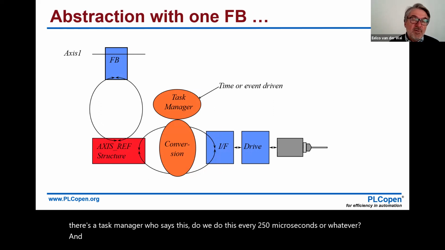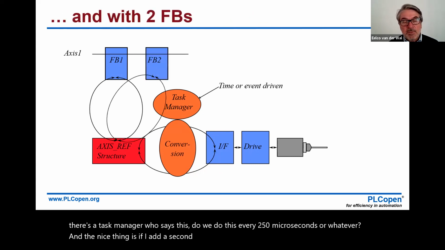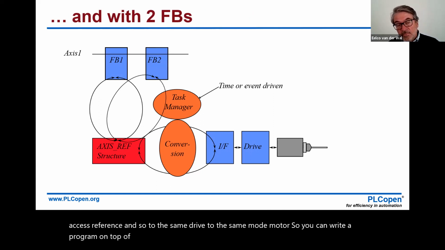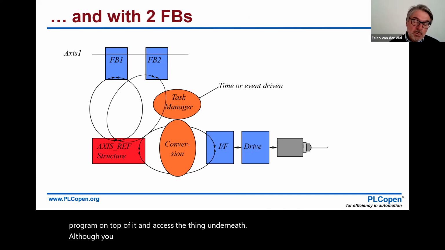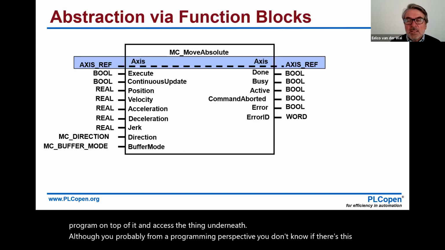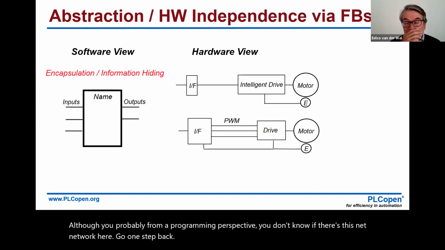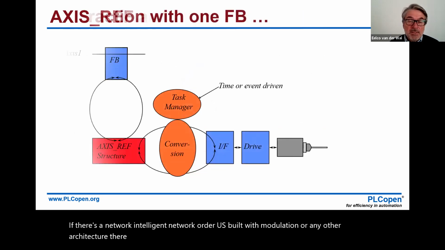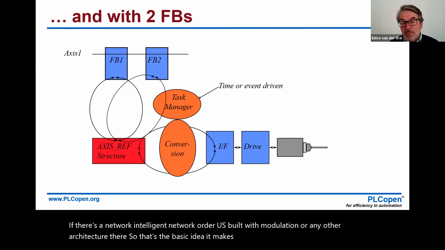And the nice thing is, if I add a second function block to this construct, it refers to the same axis reference and so to the same drive, to the same motor. So you can write a program on top of it and access the thing underneath. Although, from a programmer's perspective, you probably don't know if there's this network here. I'll go one step back. If there's a network, an intelligent network, or one you have built with modulation or any other architecture there. Yeah, so that's the basic idea. It makes it completely independent in that sense.